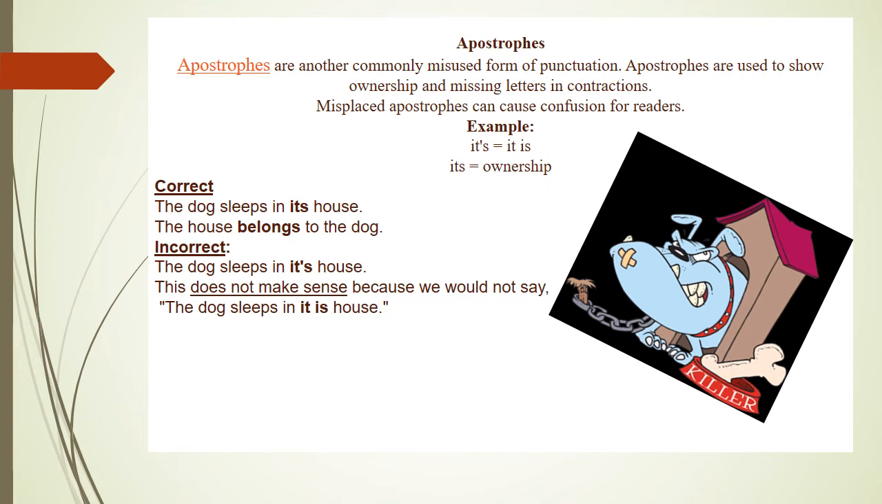Incorrect use: the dog sleeps in it's house. This does not make sense because we would not say the dog sleeps in it is house. That is wrong English, because it with apostrophe is meant for it is, not for ownership. So revise this concept and take a few minutes to watch it and understand it. Repeat this slide once, more than once.